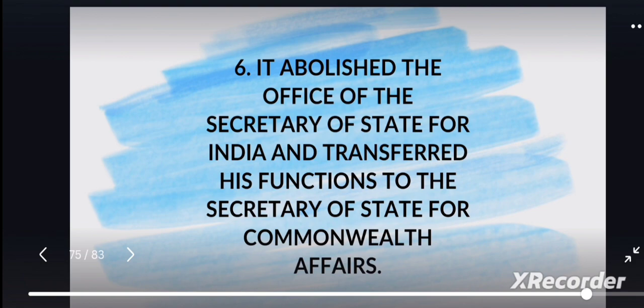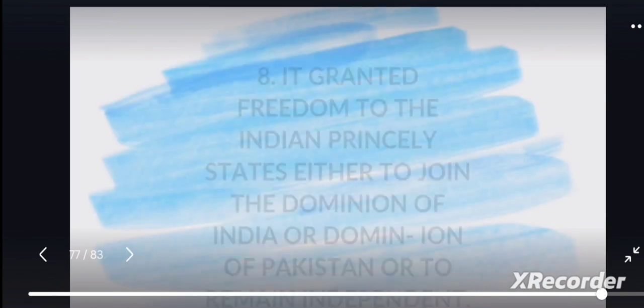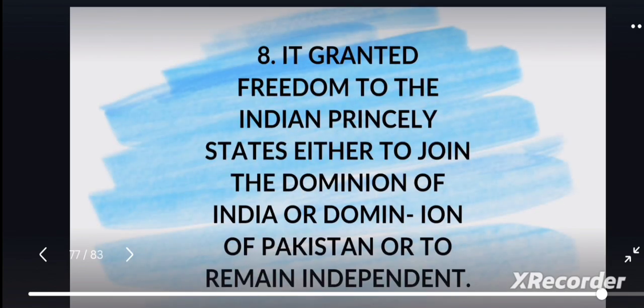It abolished the office of the Secretary of State for India and transferred its functions to the Secretary of State for Commonwealth Affairs. It proclaimed the lapse of British paramountcy over the Indian princely states and treaty relations with the tribal areas from August 15, 1947. It granted freedom to the Indian princely states either to join the Dominion of India or the Dominion of Pakistan or to remain independent.